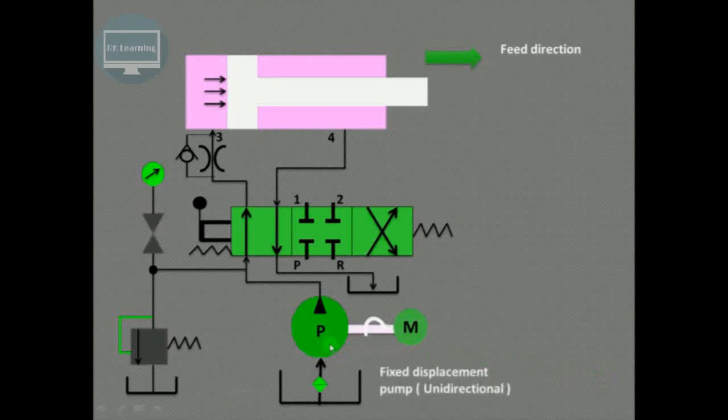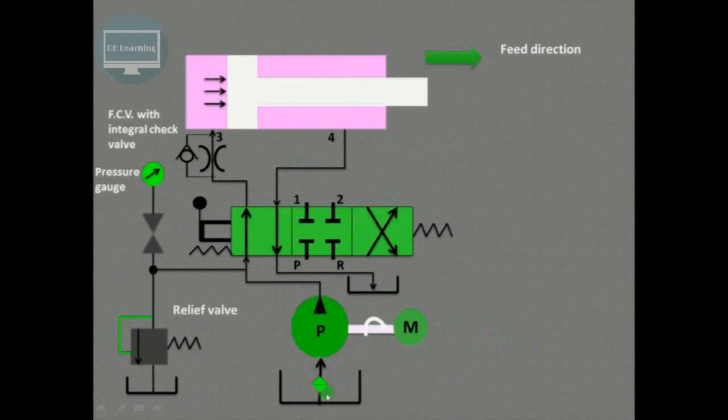So the pump is a fixed displacement pump and it is a unidirectional pump. It is rotating in only one direction. It is driven by the electric motor as shown over here. The cylinder that we have shown is a single acting cylinder. The fluid is acting only on one side of the piston.